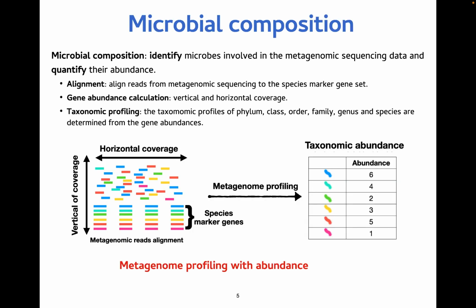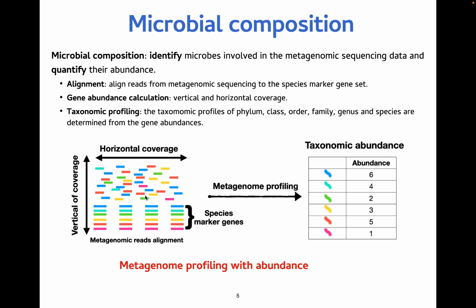To do a metagenome-wide association study, the key point is to know the microbial composition, which means to identify microbes involved in the metagenomic sequencing and quantify their abundance. There are 3 steps if we want to know the microbial composition. The first step is alignment, which aligns reads from metagenomic sequencing data to the species marker set.